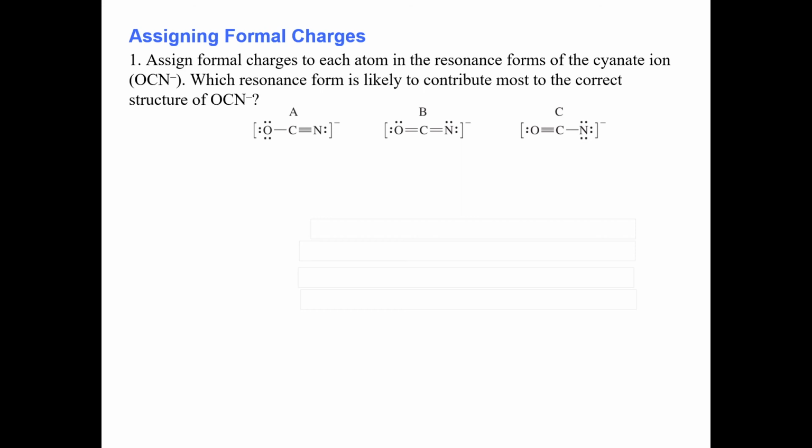Here we have the cyanate ion, OCN-, and we have 3 resonance structures for this polyatomic ion. Using formal charges, you have to figure out which resonance structure would contribute most to the hybrid structure. So please pause the video, figure out the formal charges for all of the atoms in all 3 structures, and then figure out which one would contribute the most to the hybrid. When you're ready for the answer, click play.